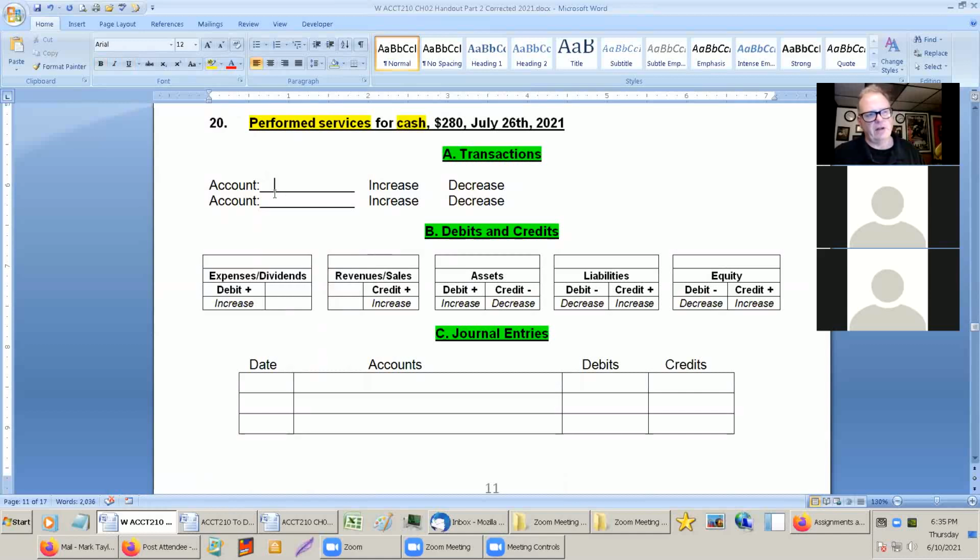Okay, perform services for cash. Let's take the easy one. Cash and revenues. Yep. Both increasing. So cash and some kind of revenue. It could be service revenue or something like that, but revenues is fine.